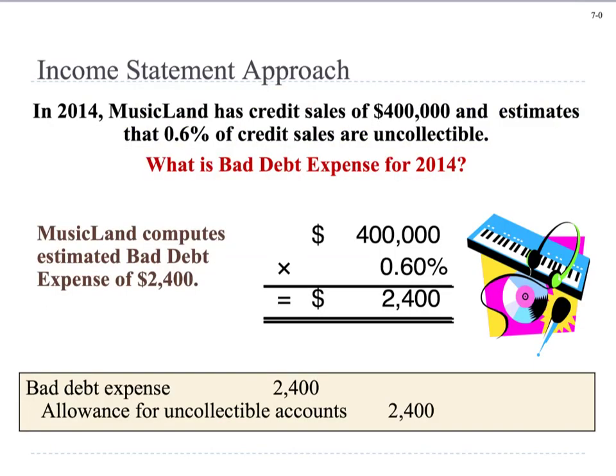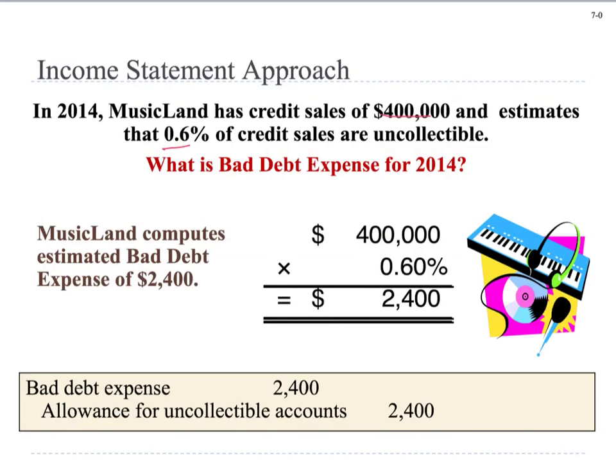An example. In this company, Musicland had credit sales of $400,000 and estimates that 0.6% of credit sales are uncollectible. So you simply take the sales times your estimate. Remember when we talked about estimates, this is an estimate. It's not exact. Maybe it'll be 1%, maybe it'll be 0.40%. We don't know, but the history tells us that generally 0.6% of sales are not collected. So we come up with $2,400.